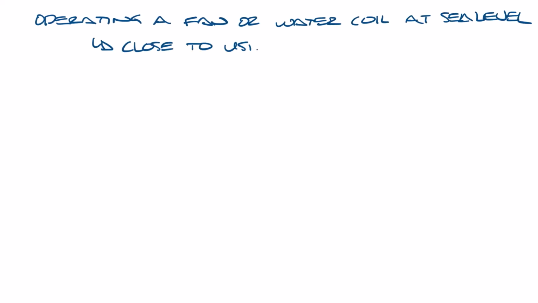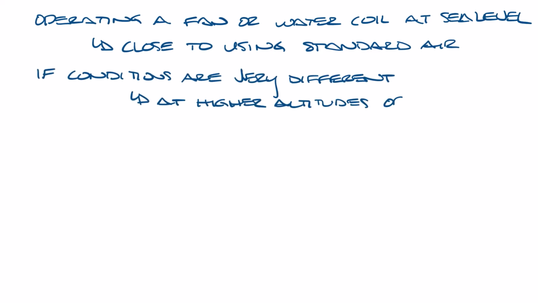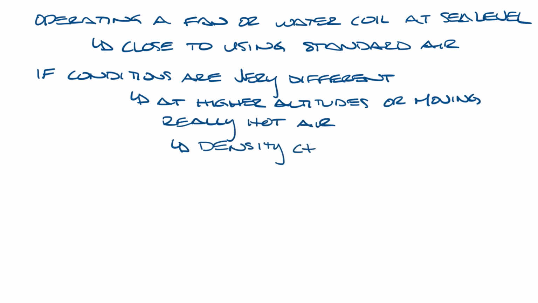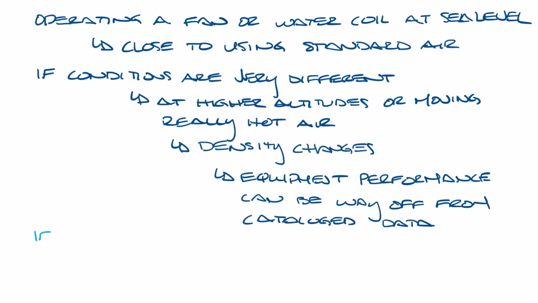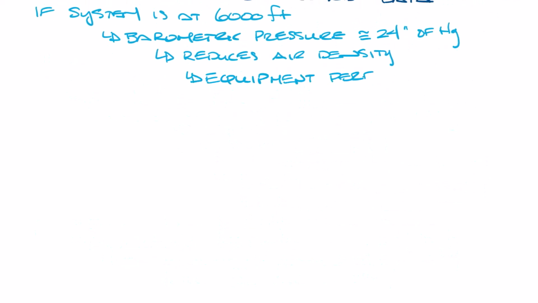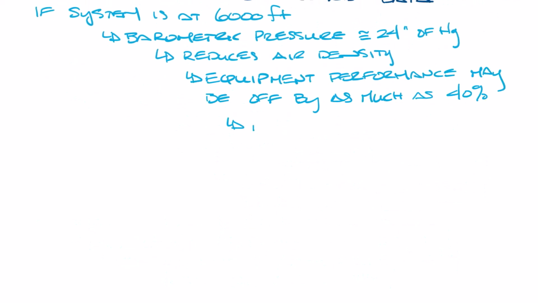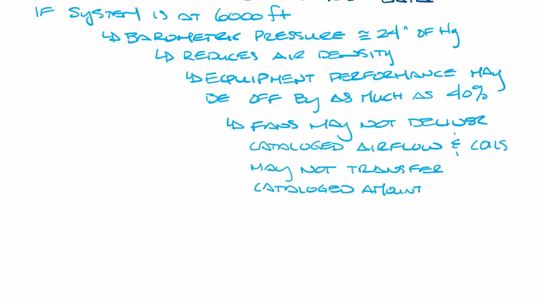So let's move this up. If you're operating a fan or a water coil at sea level, you're probably pretty close to using standard air. But if your conditions are very different, like at higher altitudes, or you're moving really hot air, the density changes, and your equipment performance can be way off from the cataloged data. For example, if your system's at 6,000 feet, the barometric pressure is closer to 24 inches of mercury. That reduces the air density, and your equipment performance can be off by as much as 40%. Fans may not deliver the cataloged airflow, and coils may not transfer the cataloged amount of heat.